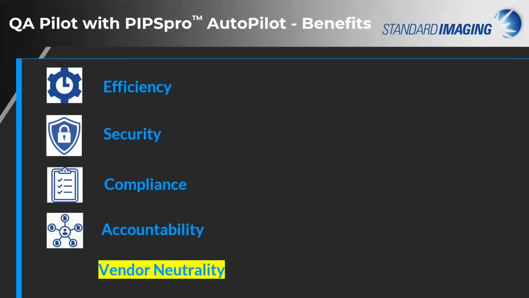It is a truly vendor-neutral solution, which is also a great benefit to users, as it means that you do not need to replace your currently used QA devices in order to use this powerful QA management software. And note that vendor neutrality for QA Pilot with PIPSpro AutoPilot extends beyond just Linac manufacturers, but to QA devices and phantoms as well.